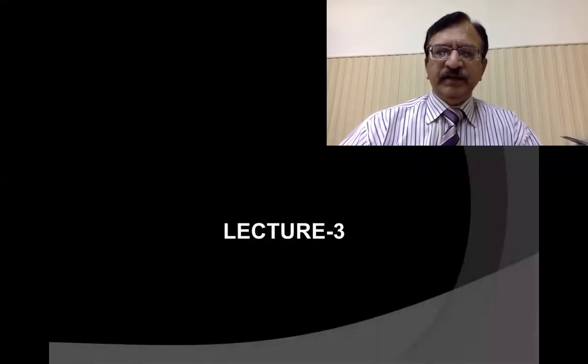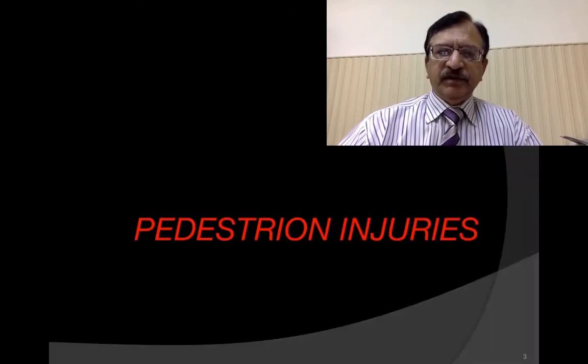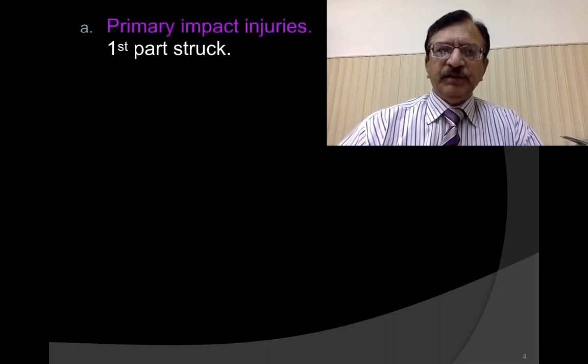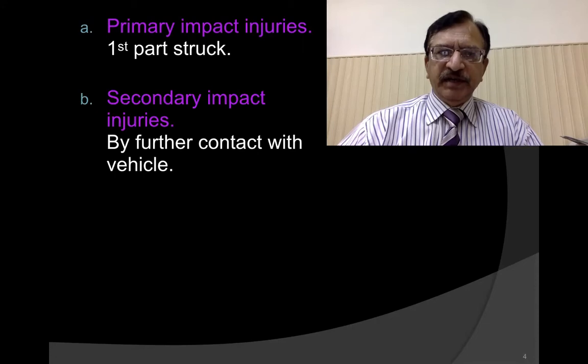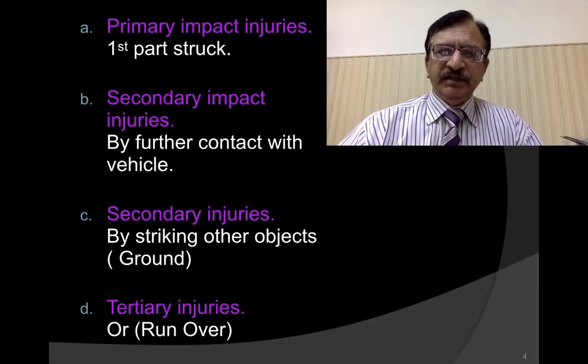I am starting with lecture number 3 in road traffic accidents. In this lecture, I will discuss pedestrian injuries. They are primary impact injuries, which are on the first part which is impacted. Then secondary impact injuries, that is, further contact with the same vehicle, and secondary injuries by striking on the ground or other objects, not the vehicle. And the tertiary injuries, which are also called run over.